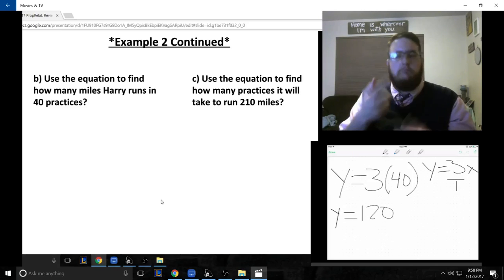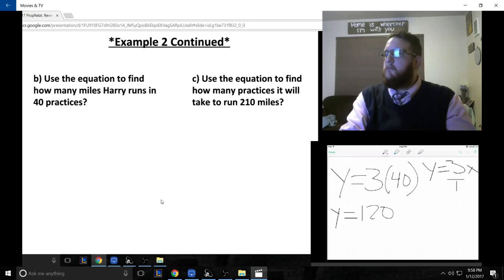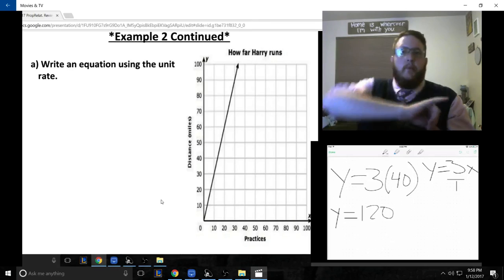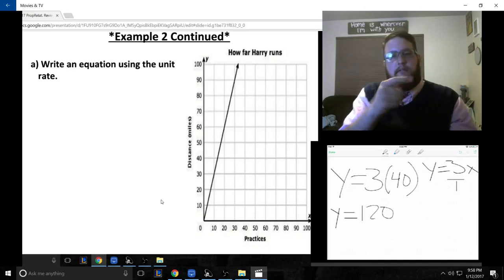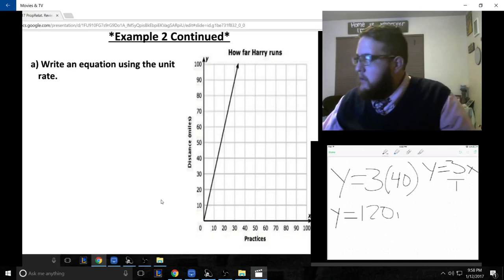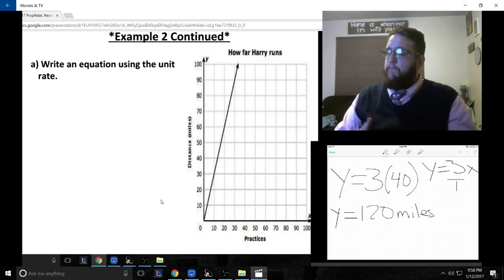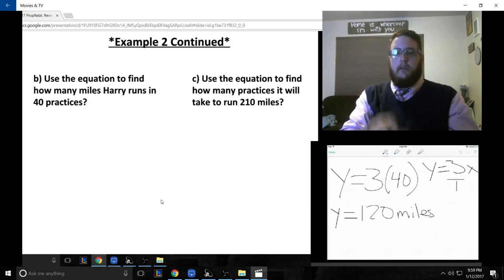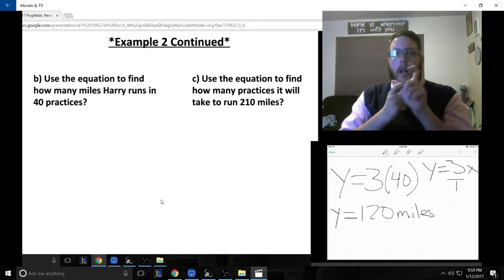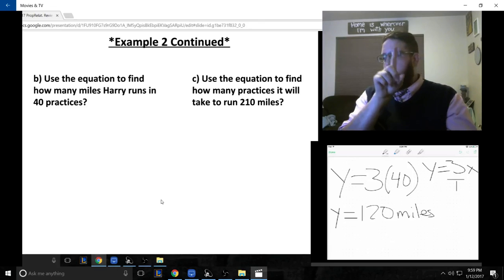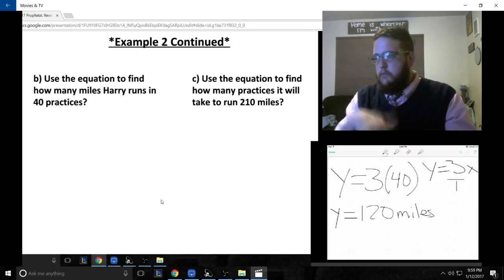3 times 40 is 120. So our answer will be 120 miles. It's miles because if you recall, our x-axis is labeled as distance or miles. Therefore, our answer, y equals, must be some number of miles. In this case, 120 miles. So what this is telling us is if Frankie attends 40 practices, he will have run a total of 120 miles.